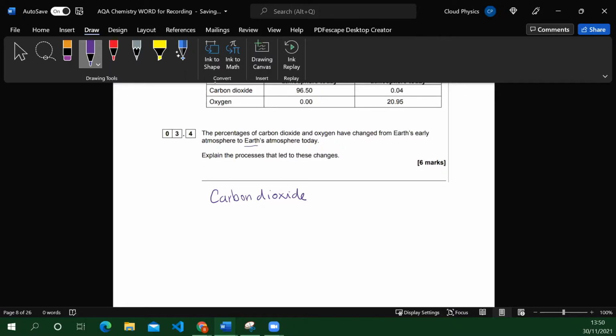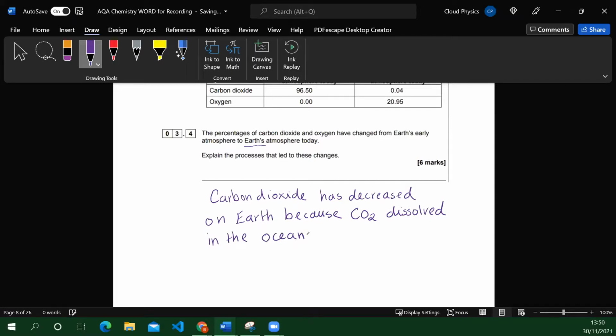So it's just the Earth, so don't worry about Venus, we just have to know about Earth. So carbon dioxide has decreased, okay, on Earth. Because I'm going to write CO2 from now on, carbon dioxide. CO2 dissolved in the oceans. When you have a fizzy drink, it's because you've got carbon dioxide dissolved in it, because carbon dioxide dissolves in water. It's a really important thing to know.